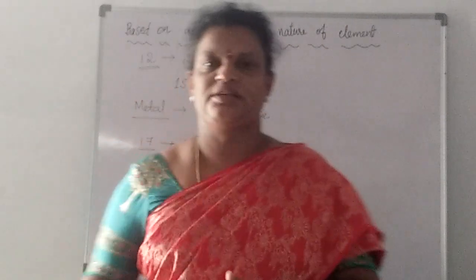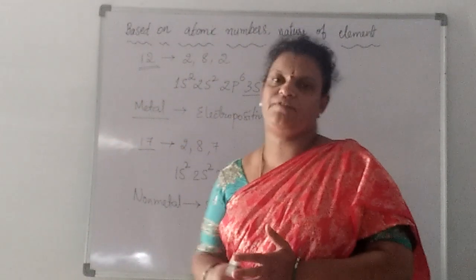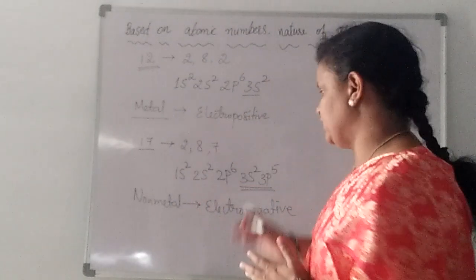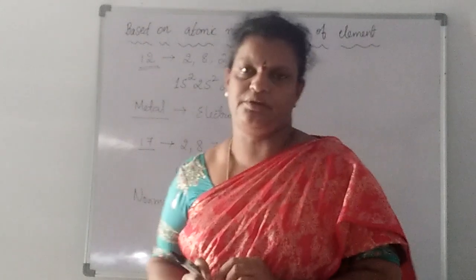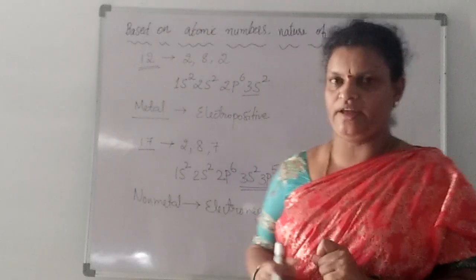Again, we have to go for some scale like the Pauling scale or the Mulliken scale. Then based on that, we can find out the electronegativity value. But here we are only able to say whether it is electronegative or electropositive. Now, by seeing these two examples, you may be getting some idea.